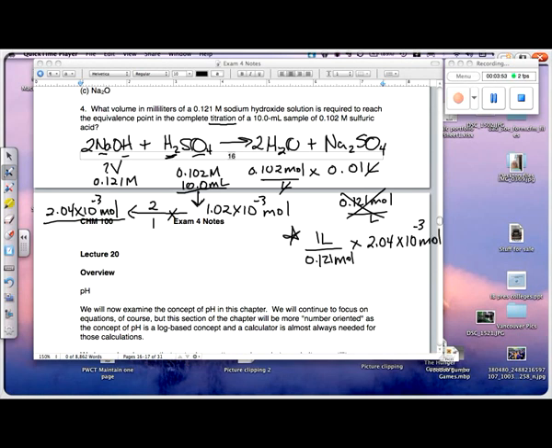And then if I want to go ahead and put it into milliliters, I'll just say 1,000 milliliters per liter, and my liters cancel. All right. So 2.04 times 10 to the -3 divided by 0.121 and then times 1,000. And our volume is 16.86 milliliters. So again, same type of problems we did in lecture 16. Solution stoichiometry always gives students a tough time because of how unfamiliar and non-intuitive this whole molarity thing is. It is a ratio, so it has double units, and that always throws students off.